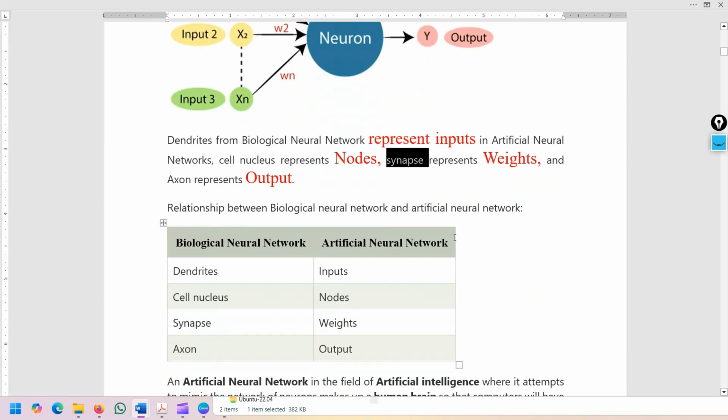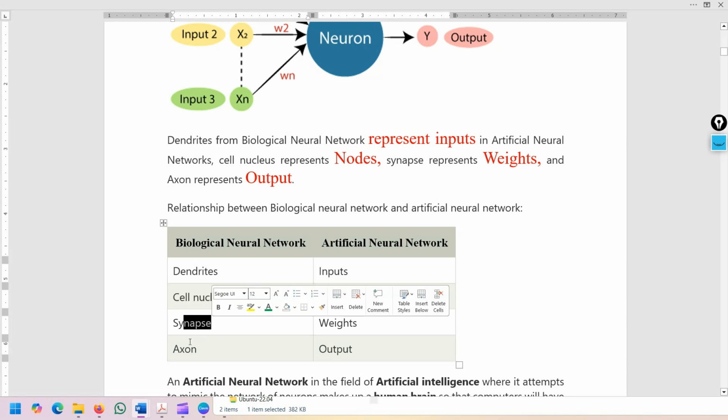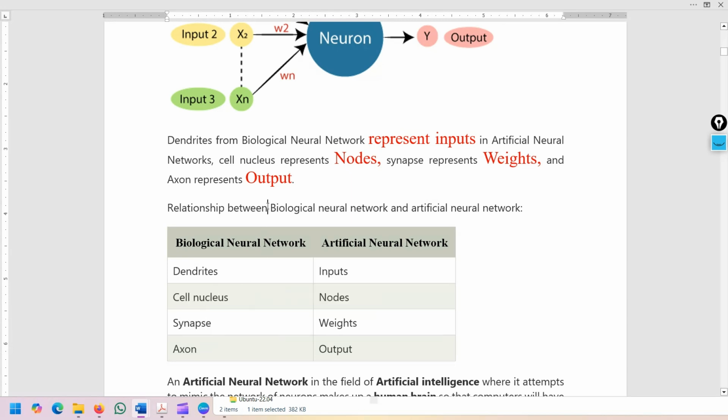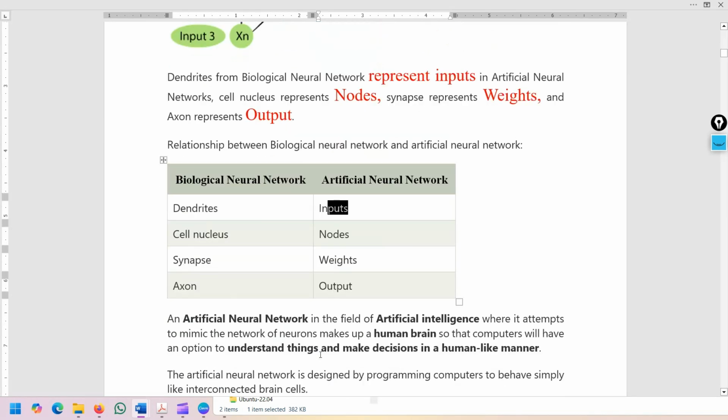What is the biological neuron? The biological neuron comprises dendrites, a cell nucleus, synapses, and axons. For the ANN model, we use the same thing but with different names. Here the dendrite is the input, the cell nucleus corresponds to the nodes, synapses correspond to the weights, and the axon corresponds to the output.